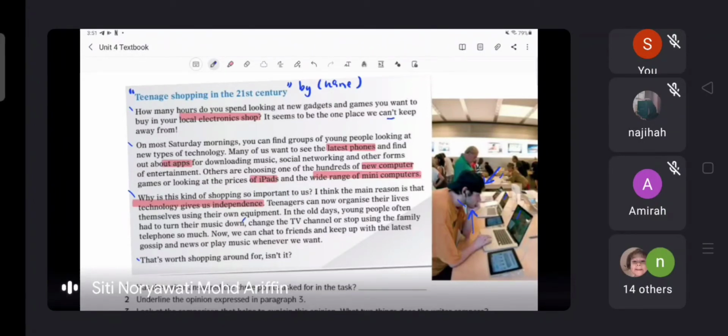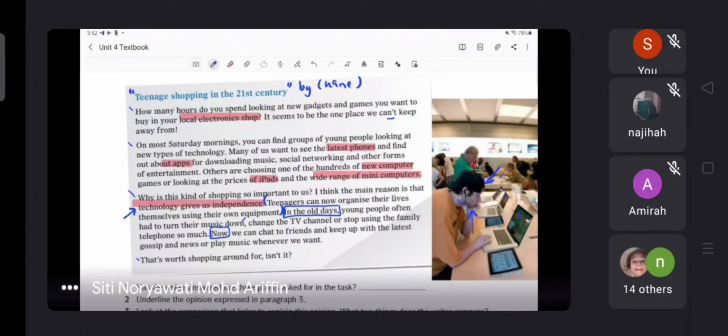So he says teenagers can now organize their lives themselves using their own equipment. They have their own handphones, so they don't have to share with the other family members. Then this is the elaboration. Okay, then the writer starts to compare. He compares in the old days with now. He compares how it was before and how it is now. So when the writer gives this kind of comparison, the writer is able to explain better that technology really gives the users independence. That's how it is.